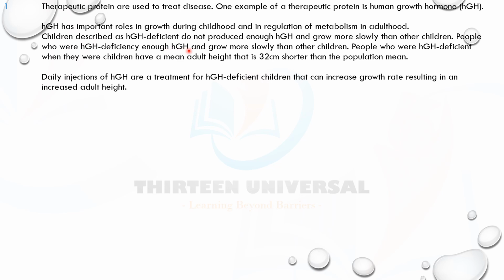They don't have enough HGH and grow more slowly than other children. I've repeated it here. People who were deficient when they were children have a mean adult height of about 2.5. Yes, 2.5, there's a typo here. Daily injection of HGH treatment for HGH deficient children can increase growth rate, resulting in an increased adult height.